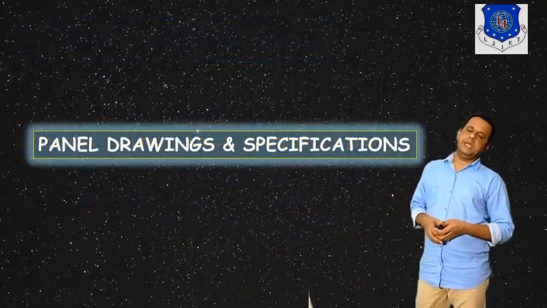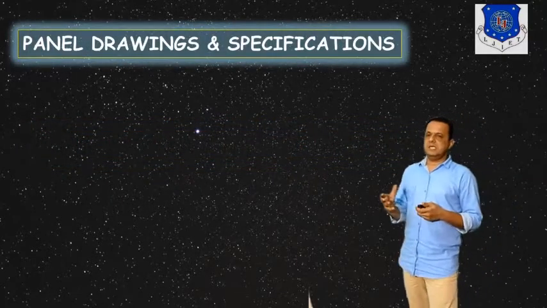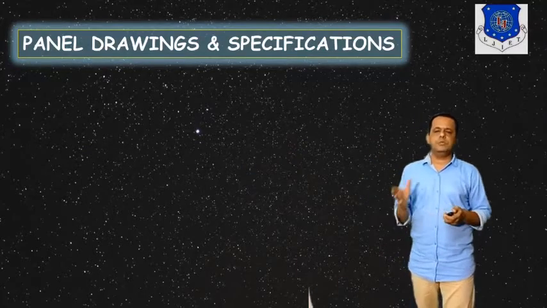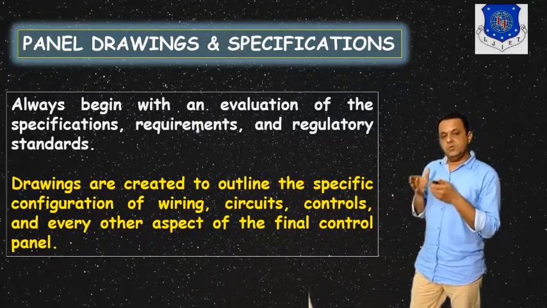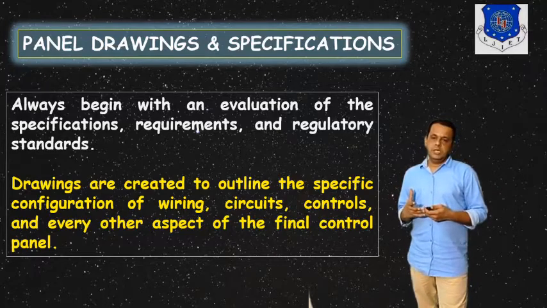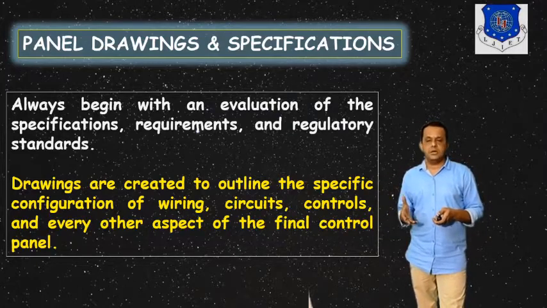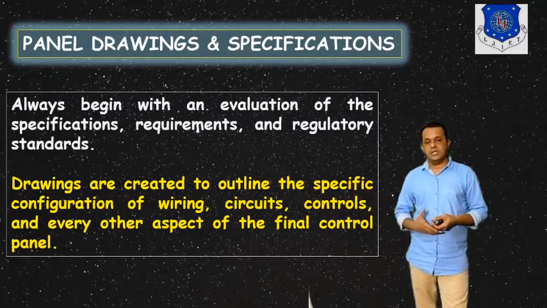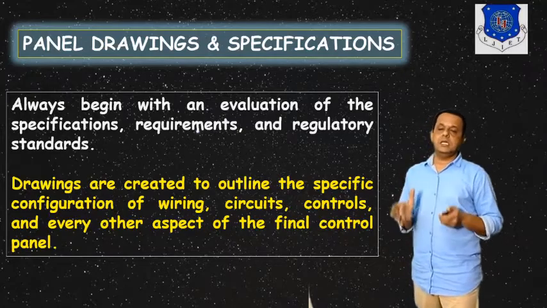Next is panel drawing and specification. Obviously, we see panels like the control panels, where different remote operations are possible from the control room area. It always begins with the evolution of the specification, requirement and regulatory standard. The drawings are first created for the panel drawings, which include the entire configuration of wiring, circuits, controls, and every other aspect of the final control panel.